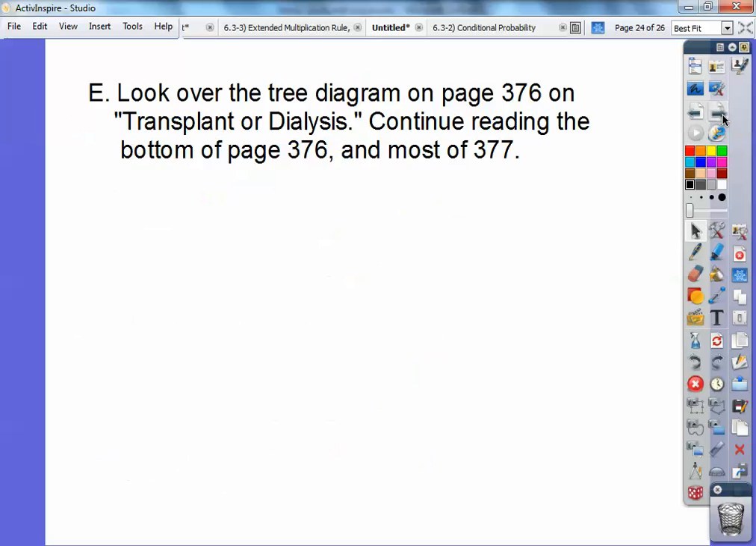Okay? So what I want you to do is go back over that tree diagram that we discussed on page 376. It was that dialysis, and just familiarize yourself with that tree diagram, and then continue reading the bottom of page 376 and most of 377. I want you to go over that, and then you're going to be assigned some homework that goes with that.